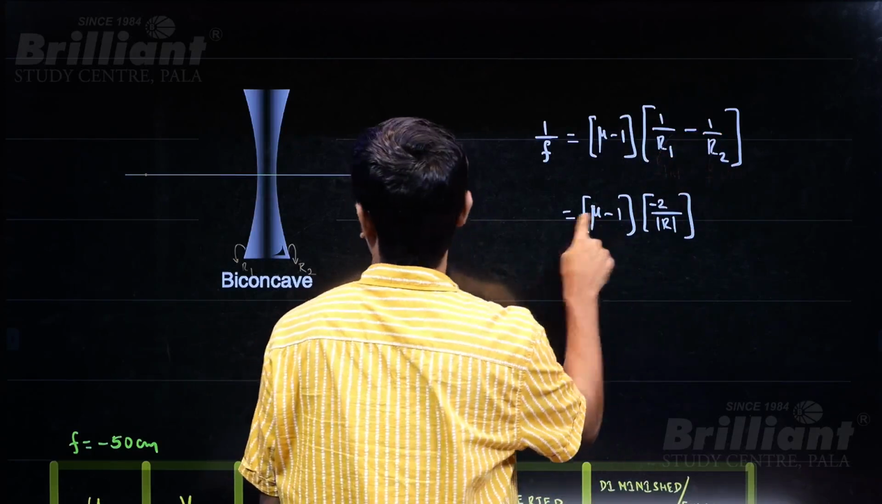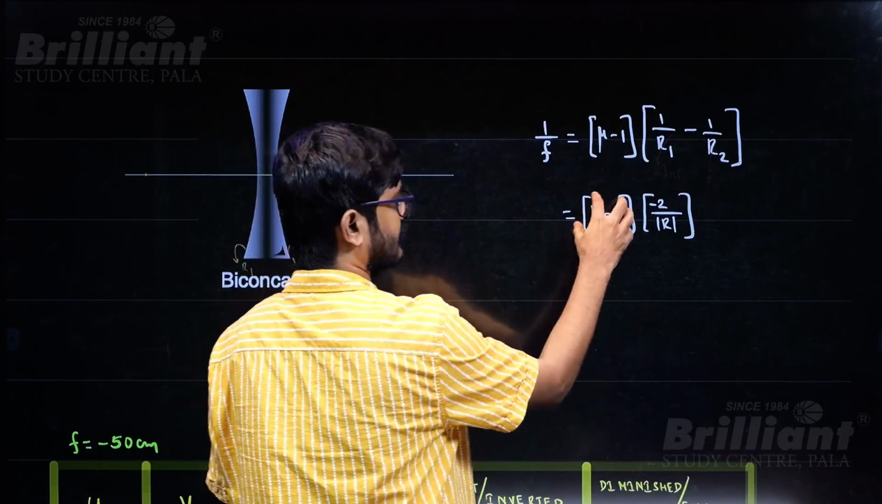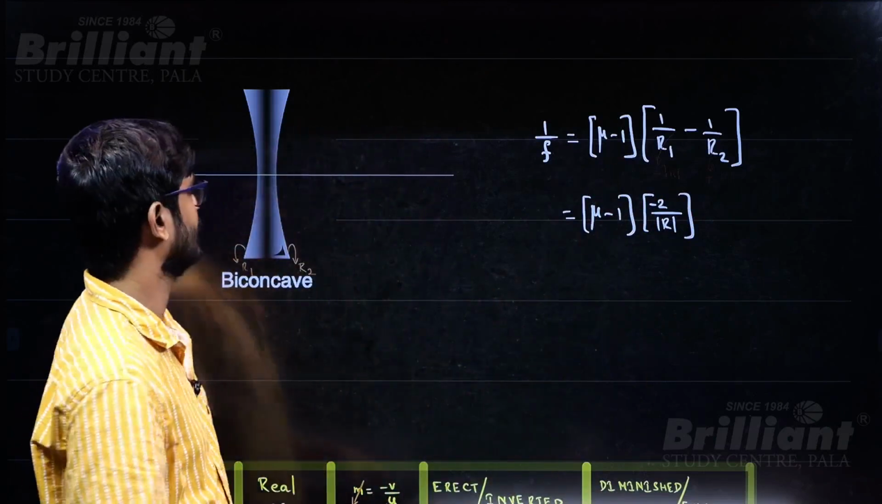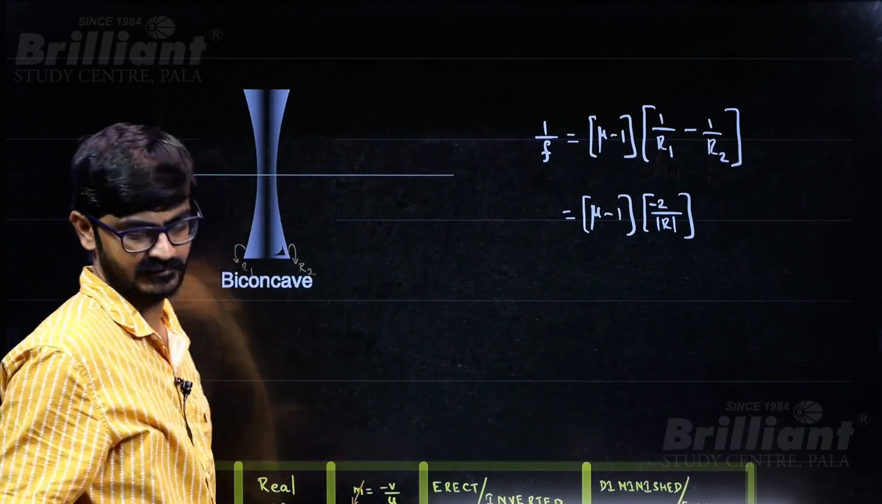Now you can see if this is glass and the refractive index is more than 1, then this thing is going to be positive, this is negative, so overall the focal length is going to be negative. The meaning is, when you send the rays parallelly, the image will be forming on this side, that is a virtual image.